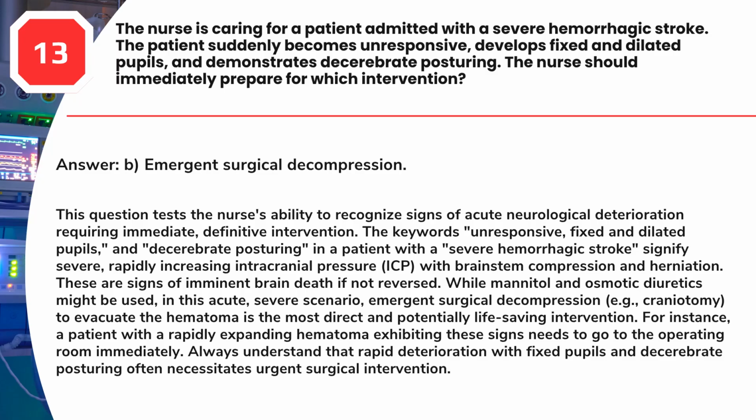While mannitol and osmotic diuretics might be used, in this acute, severe scenario, emergent surgical decompression, for example, craniotomy, to evacuate the hematoma is the most direct and potentially life-saving intervention. For instance, a patient with a rapidly expanding hematoma exhibiting these signs needs to go to the operating room immediately. Always understand that rapid deterioration with fixed pupils and decerebrate posturing often necessitates urgent surgical intervention.